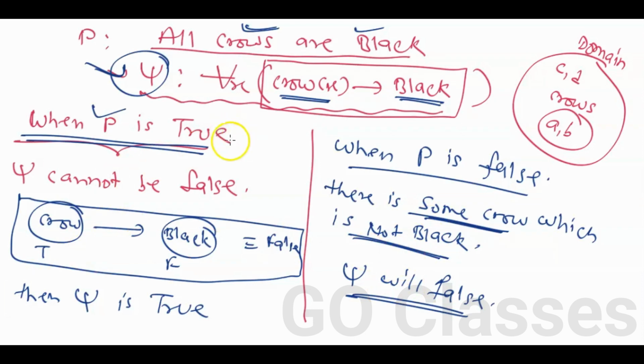You can see that whenever P is true, Q is true. Whenever P is false, Q is false. So I can say that this is the correct translation. Okay. So we have seen what we have seen.